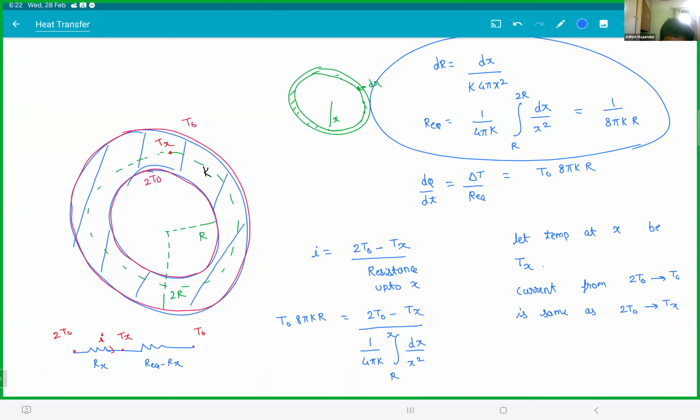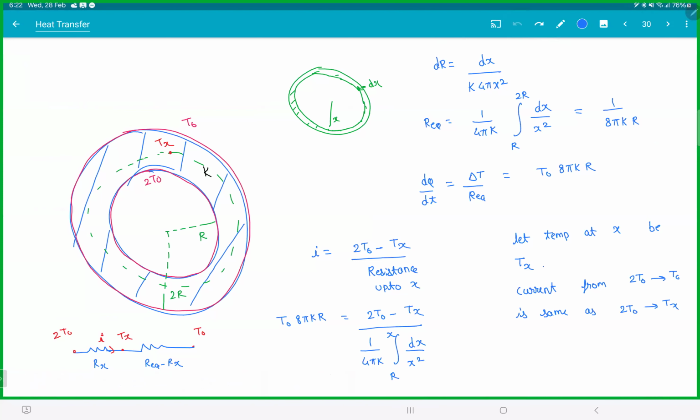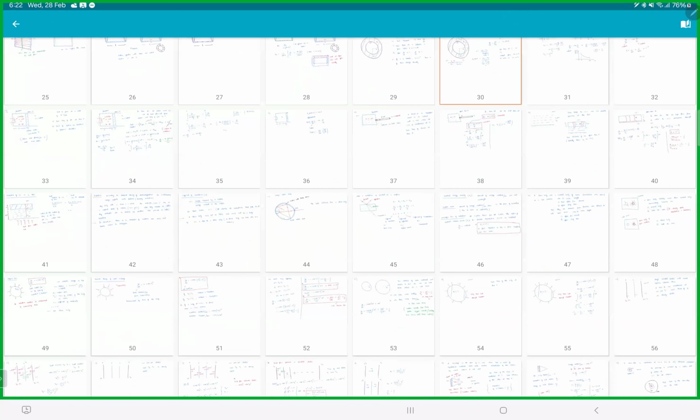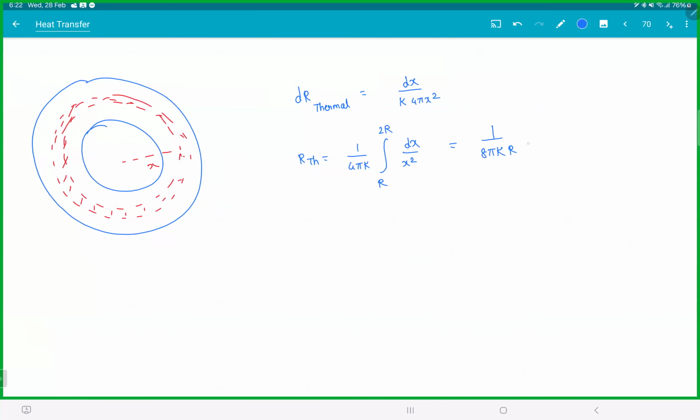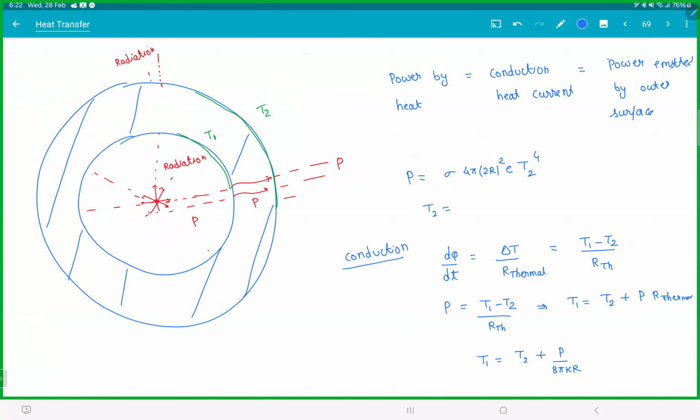Sir, there will be an R also, right? Which one? 8 pi k R. R भी रहेगा ना. Got this? Anyone confused with this, please ask me.